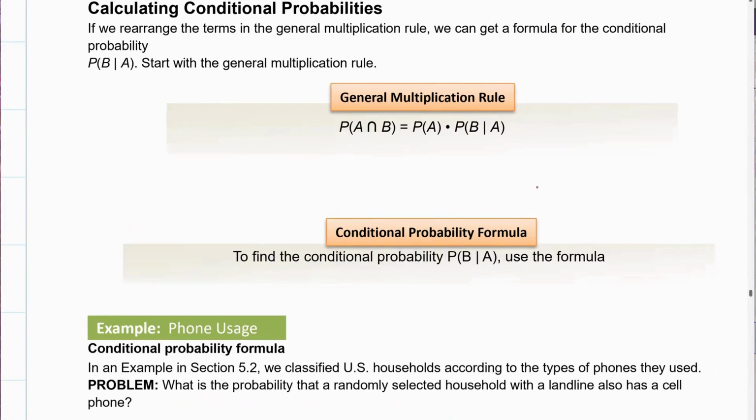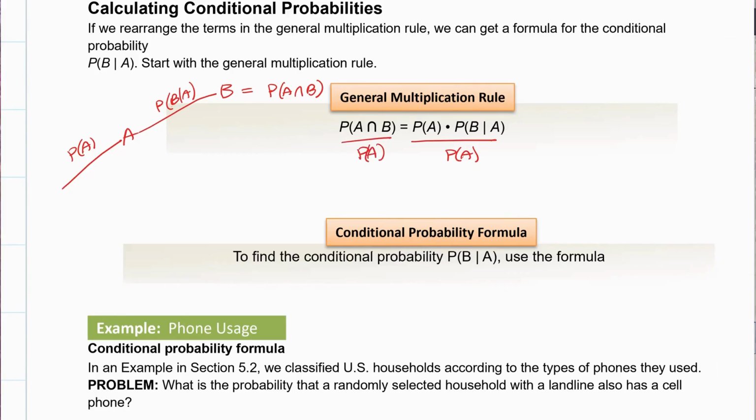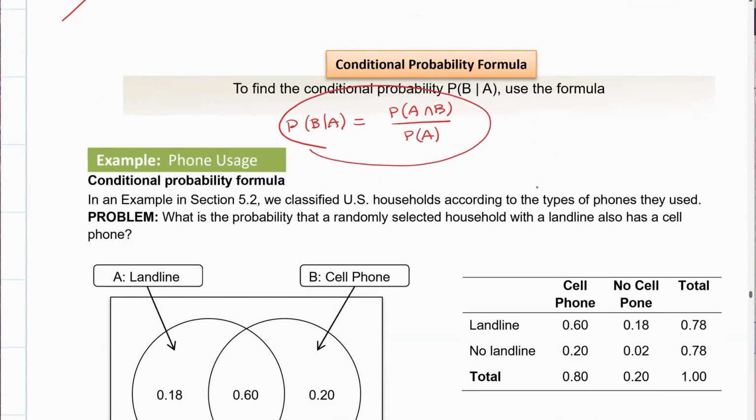So, how do we end up calculating conditional probabilities? Well, we already know from looking at the tree diagram, event A, event B, again, this is probability of A, this is probability of B given A, that this gives us the probability of A and B. Well, if we start here with that known formula, and if we divide by the probability of A, then we get the conditional probability formula: the probability of B given A is equal to the probability of A and B divided by the probability of A. And that formula we're going to use right now.